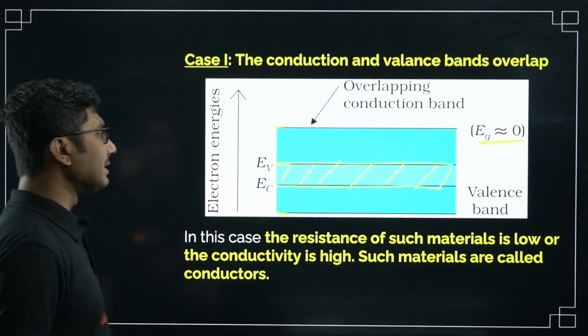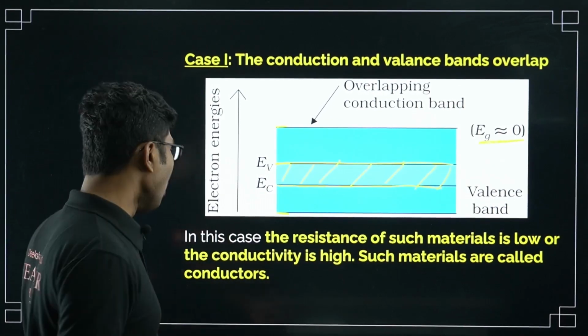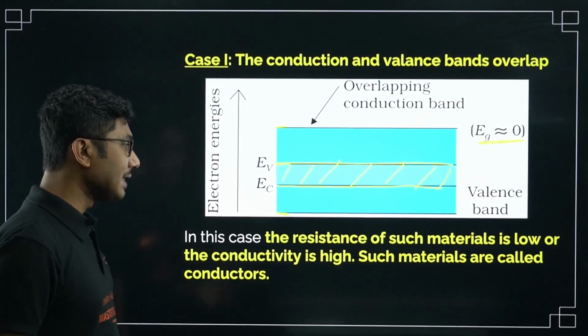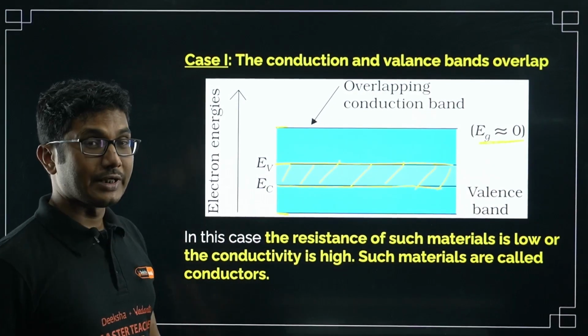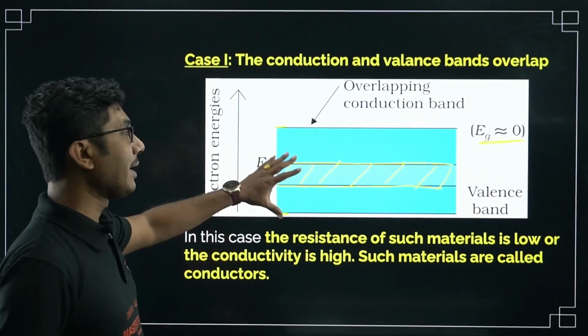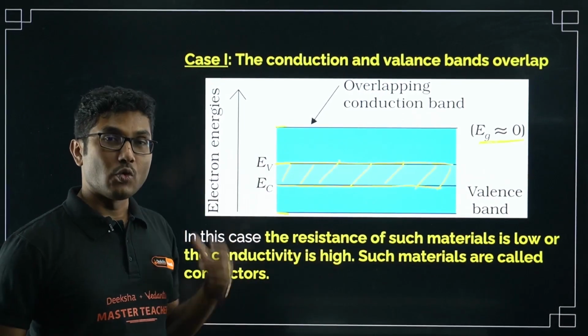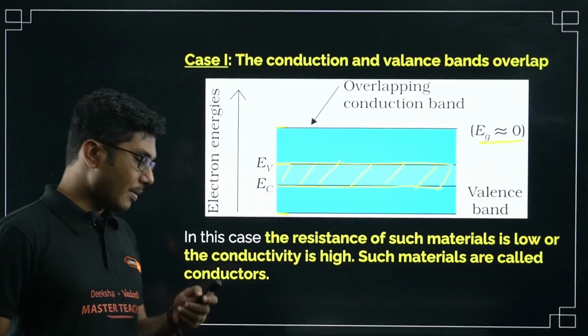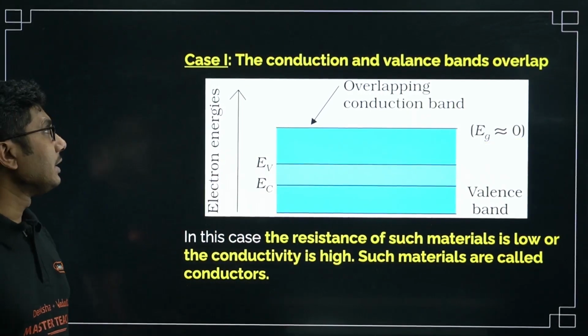In this case, the resistance of such material is low or the conductivity is high. Such materials are called conductors. So in terms of band theory, conductors are those for which the bands overlap with each other.